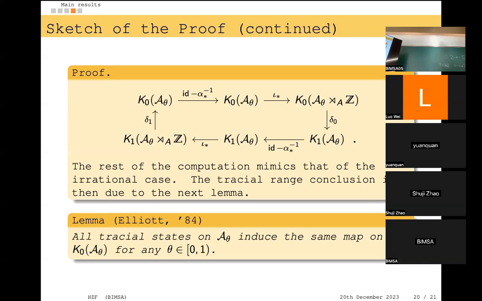In this case, the underlying rotation algebra might have many trivial states, but at the K0 level they all coincide. This is also necessary in the proof for the irrational case, and for the rational case there is no obstacle at the K0 level. So we can really just transfer the idea of the proof for the irrational case to the rational case.